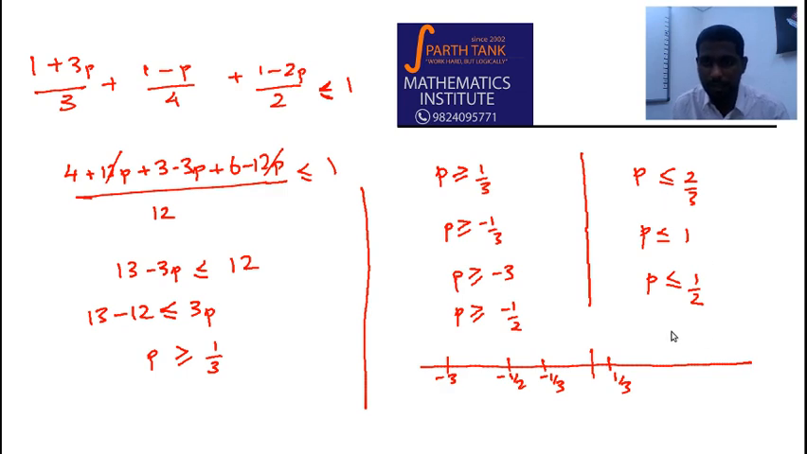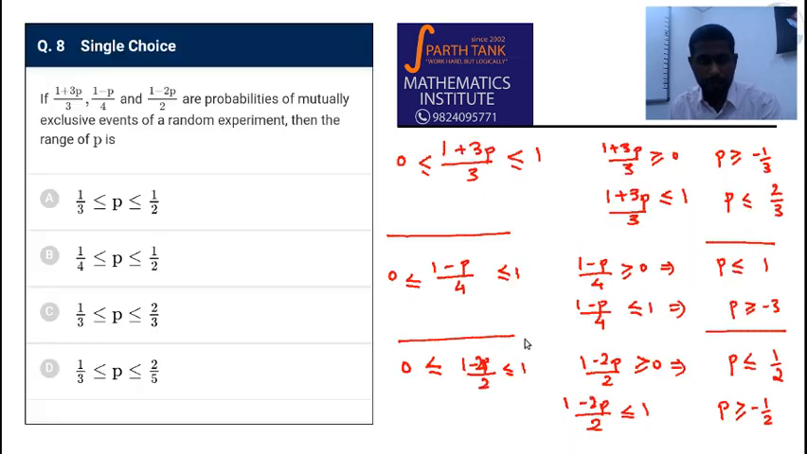The same way here, I have P less than or equal to 1 could be somewhere here, and 2 by 3 could be somewhere here, and 1 by 2 could be somewhere here. It has to be less than all these. Only this region is the allowed region, which is 1 by 3 to 1 by 2. So P should be greater than or equal to 1 by 3 and less than or equal to 1 by 2. Let us see, 1 by 3 and 1 by 2 we have in option A. Very simple, just the inequalities.